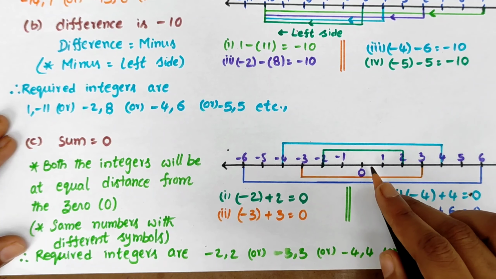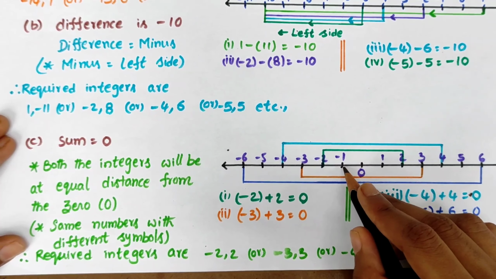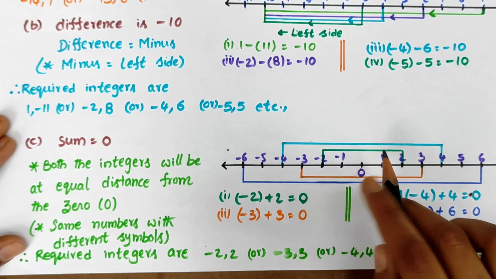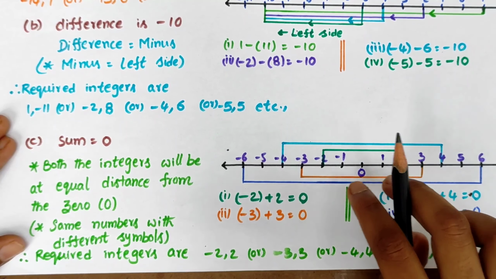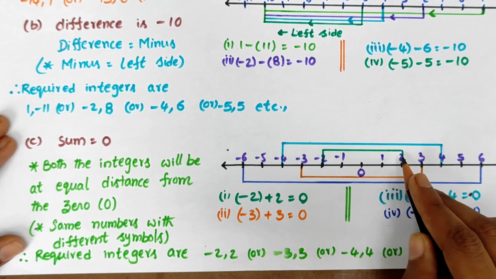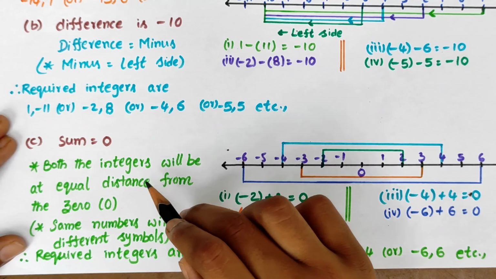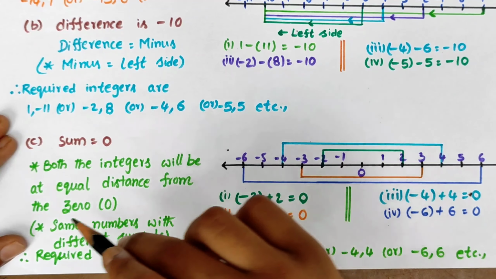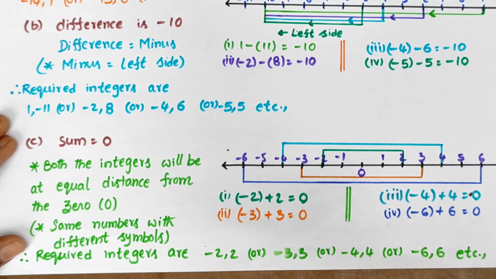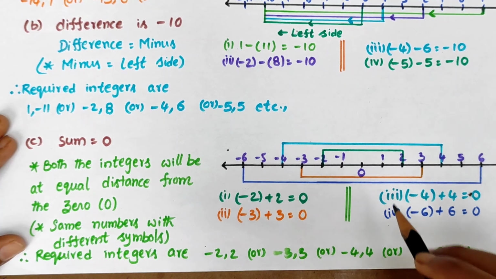Because both the integers are equal distance from 0. See here, 1 and 2. So here 2 units, 1 and 2, here 2 numbers. So 2 numbers, 2 numbers. So it is equal distance. So minus 2 and plus 2 is equal to 0. See here, both the integers will be at equal distance from the 0. So if they are at equal distances, we can take it as 0.